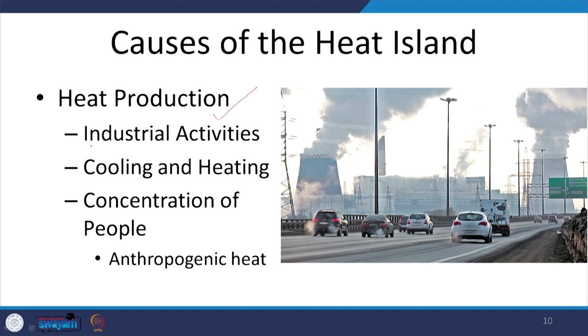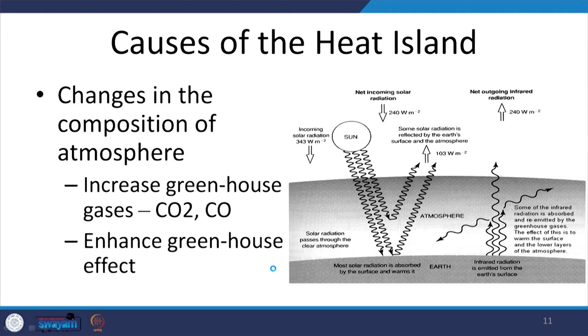So, in cities we have industrial activities being carried out. We have cooling and heating of buildings, of our indoor environment, which is adding to the anthropogenic heat outside. And also there is a lot of concentration of people in the cities, unlike the rural areas which are sparse, which are not as dense. So, all of that together is adding to a lot of anthropogenic heat in the cities and the atmosphere, in the environment. So, that is another major cause of heat island.